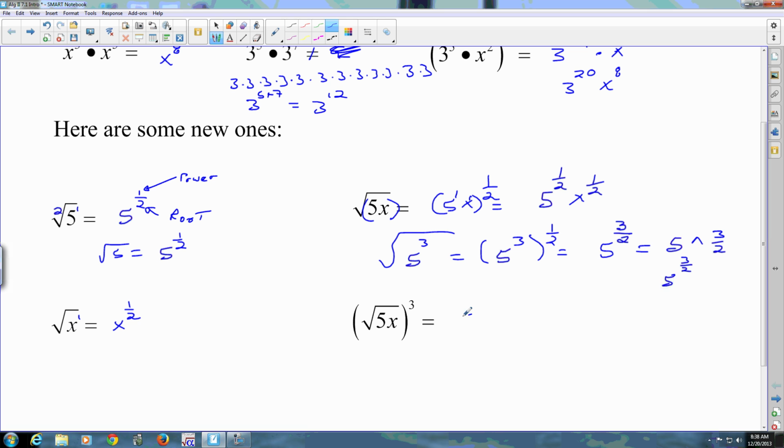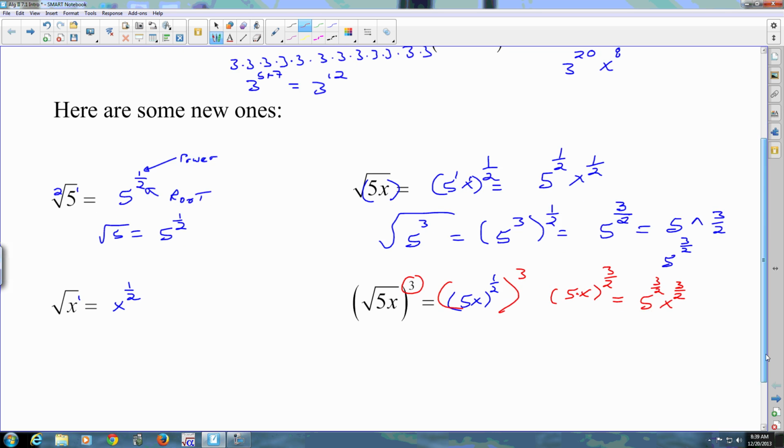This one, that would be 5x, and it's all being raised to the 1/2 power, and then outside it, this means that there's another parenthesis around it, and it's cubed. This would distribute inside, so you'd have 5x to the 3 halves, and then you could distribute that in because it's a product that's going on here. So that would be 5 to the 3 halves, x to the 3 halves. Okay? I think that's the last. Yep.